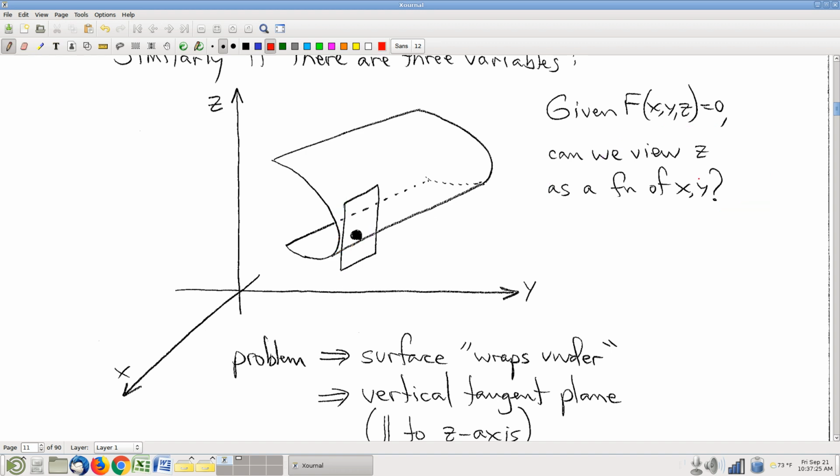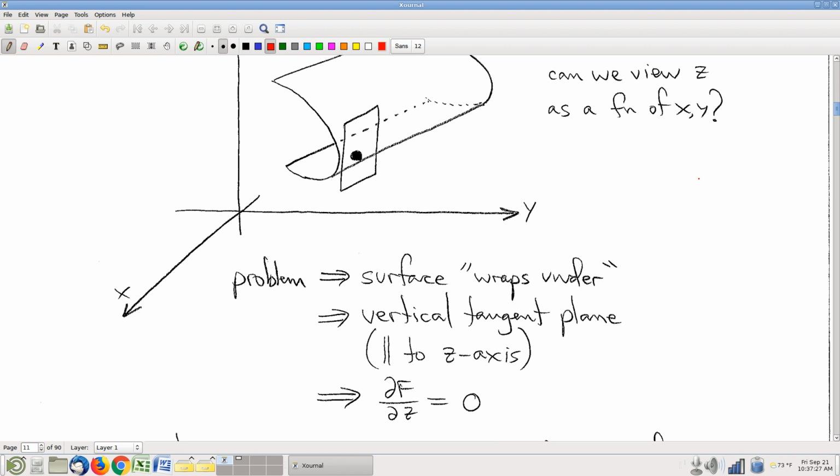How do you know when it's going to happen? Well, it's a very, very similar argument. If there is a problem, such as that, the surface is wrapping under itself. You can see that happening in this picture. If the surface is wrapping under itself, that means it has a vertical tangent plane, by which I mean parallel to the z-axis.